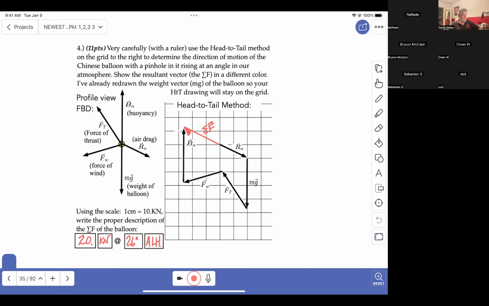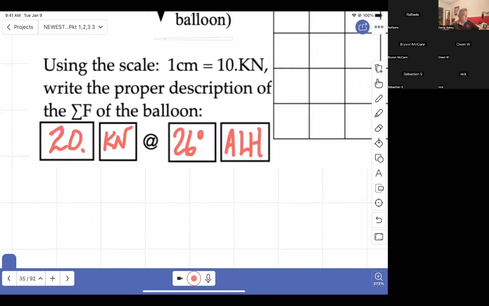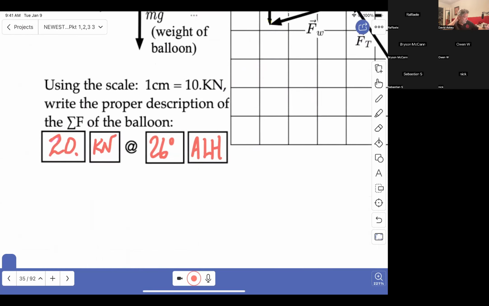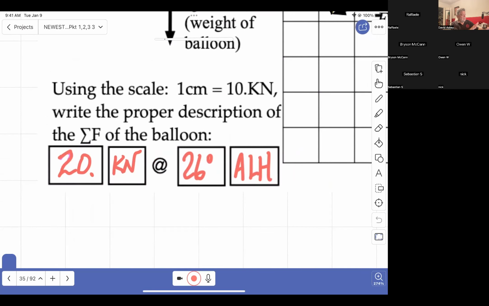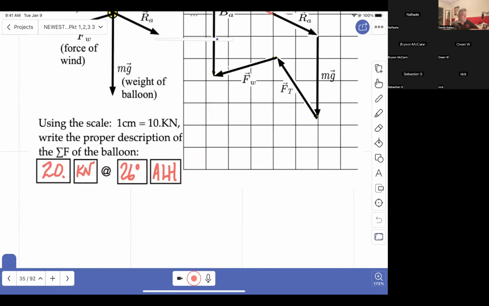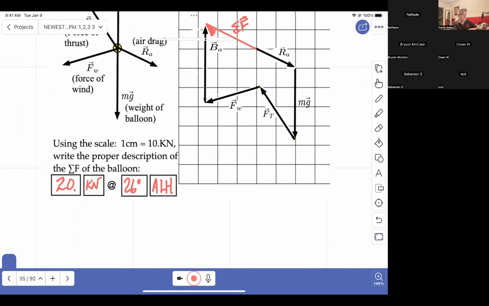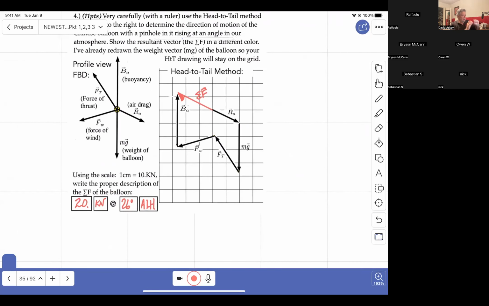Now, be advised, though, that you probably will have to come up with the answer using your ruler, and there's a plus or minus on this. If you said, on the kilonewtons, I'll take between 18 and 22. On the degrees, I'll take between 23 and 29. Probably more than that, probably even 22 and 30, because there's going to be some error here and there.